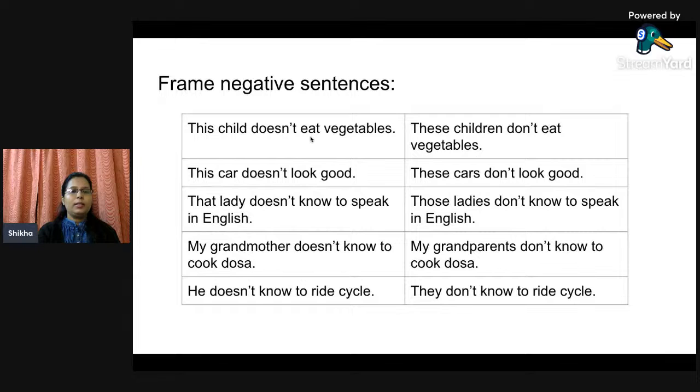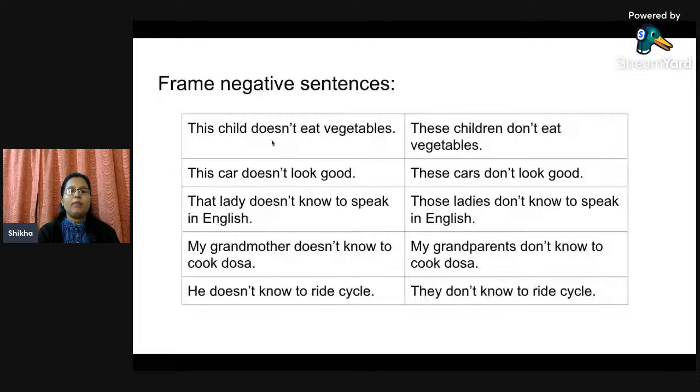So here there are some negative forms of sentences. This child doesn't eat vegetables. This child, so here we are talking about a single child, doesn't. So we use do not for plural nouns, and we use does not for singular nouns. As we have s already in does, we are not using s with the verb eats. Eat. So this child doesn't eat vegetables.